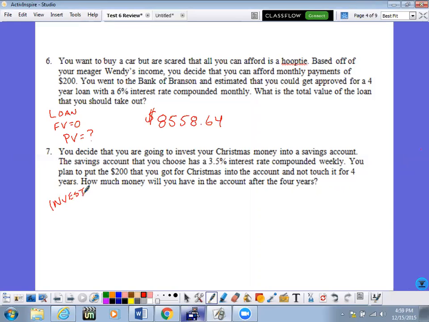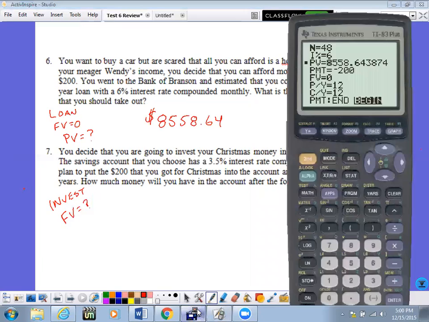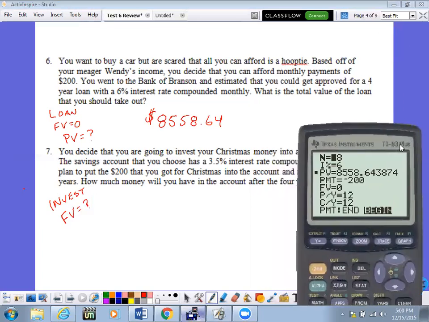Which means we don't know anything about the future value, but we do know our payments need to be positive. And then let me see what I'm looking for. How much money will you have in the account after the 4 years? So after the 4 years symbolize that we're looking for the future value. So we should have everything else that we need to plug in. All right, let's start with what we see first.